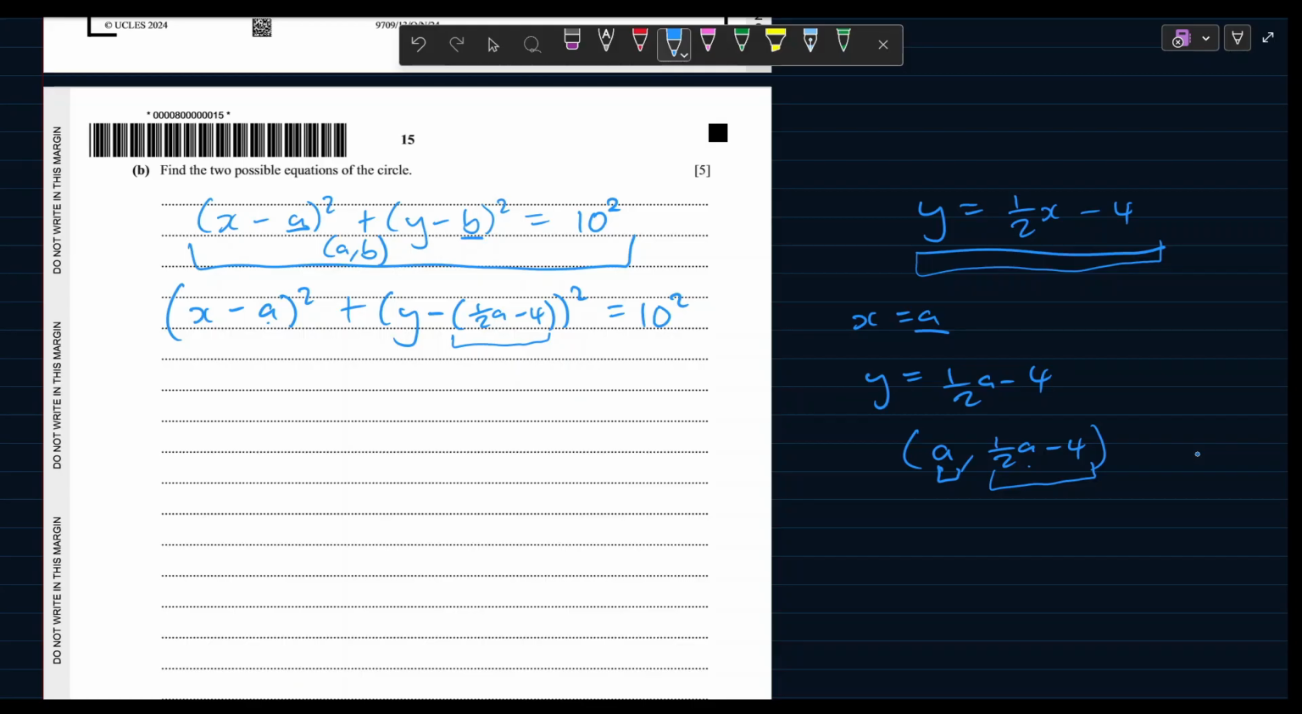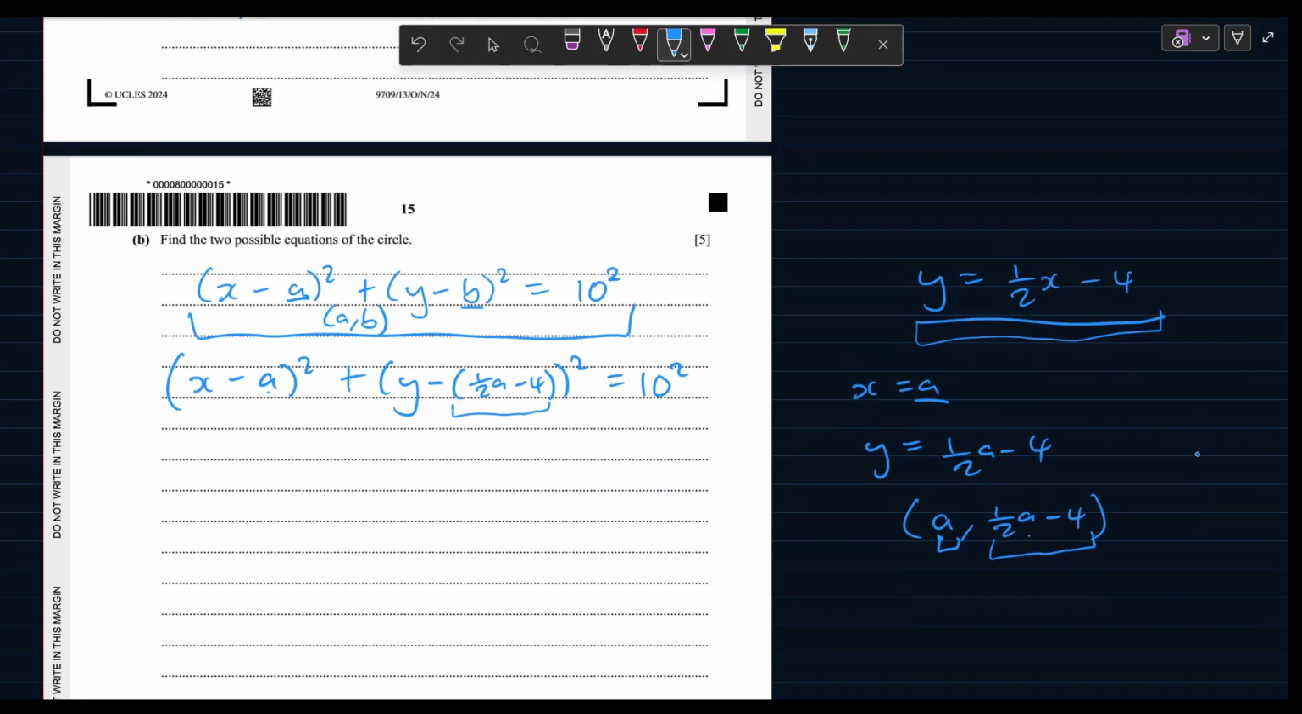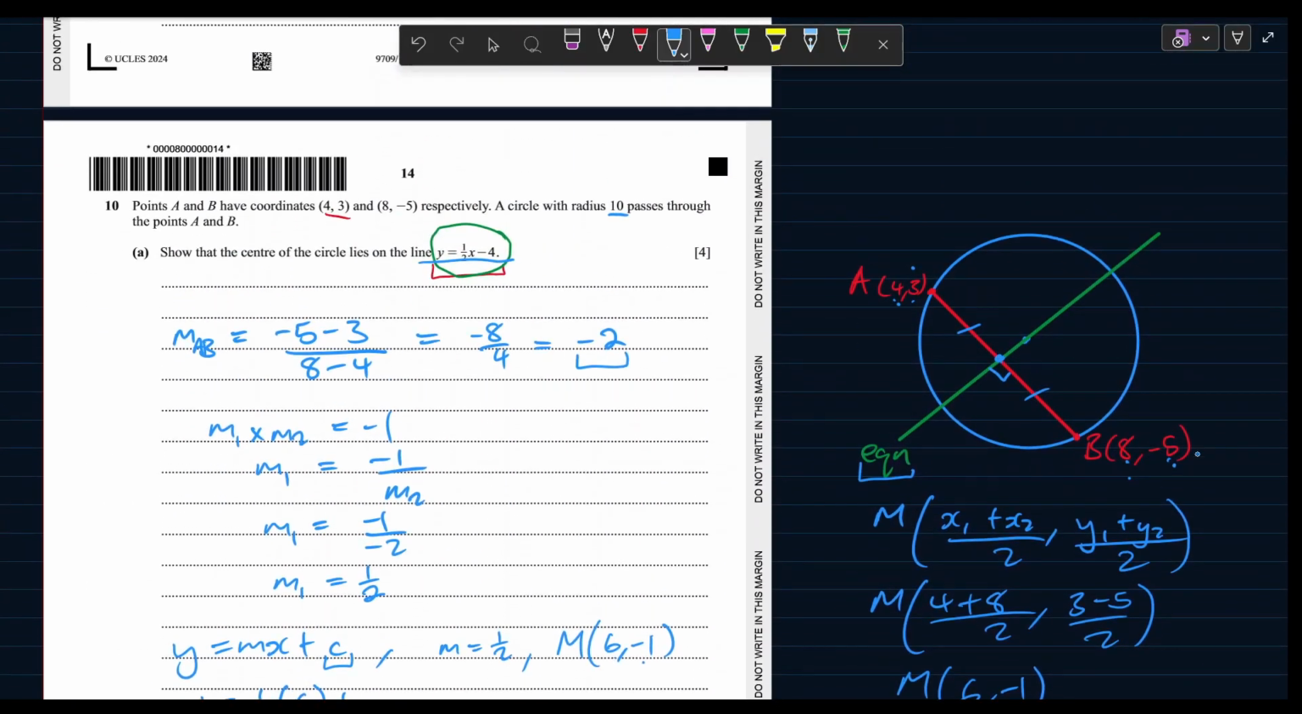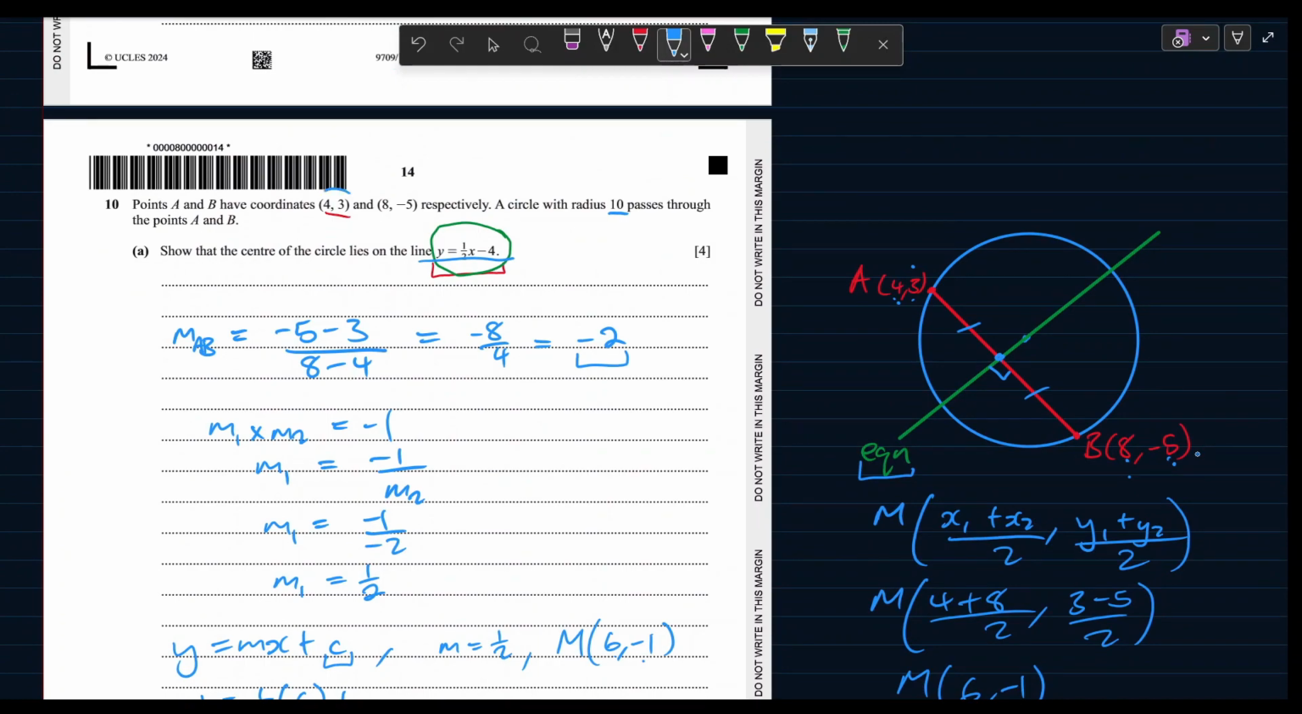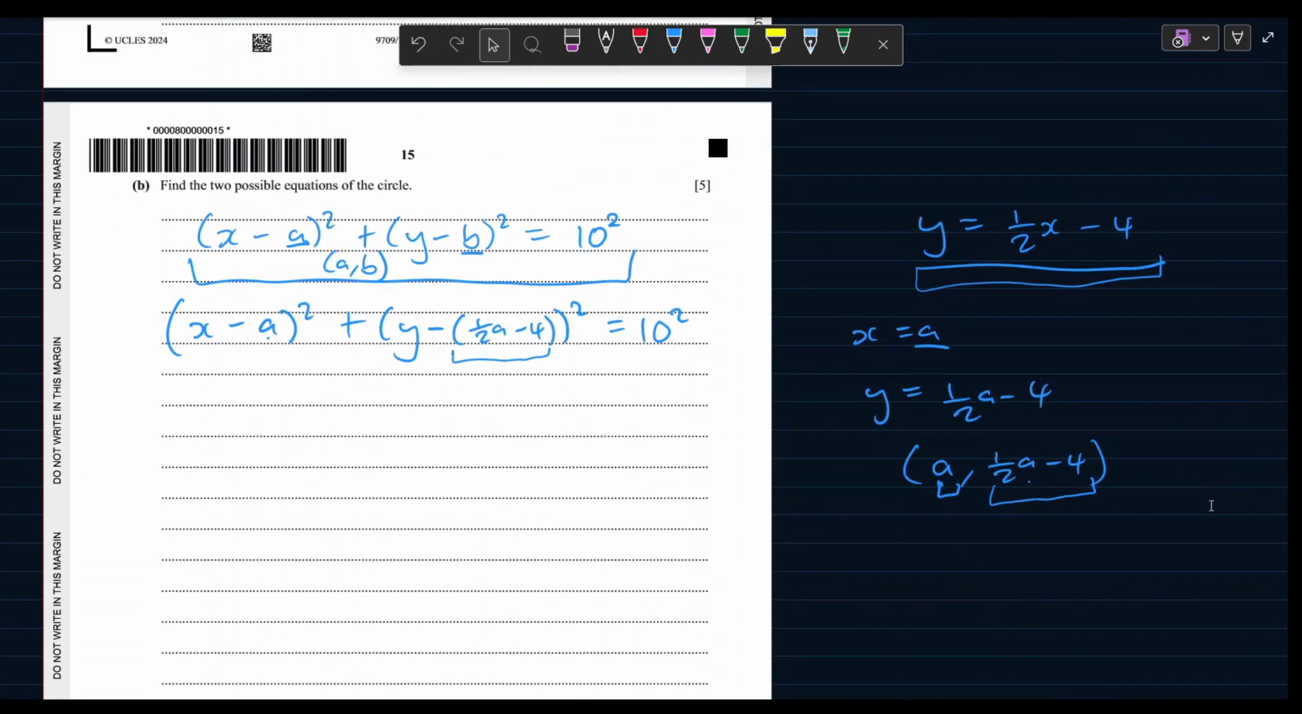And now what we can do is, we were given 2 points that lie on our circle, right? So we can use one of them. We know that the point A with coordinates (4, 3) lies on our circle. So we can come up with an equation using this point. So at A, x is 4 and y is 3. So we can substitute x with 4. So this is (4 minus a) squared plus our y is going to be 3, so (3 minus (half a minus 4)) squared is equal to 10 squared, which is 100.